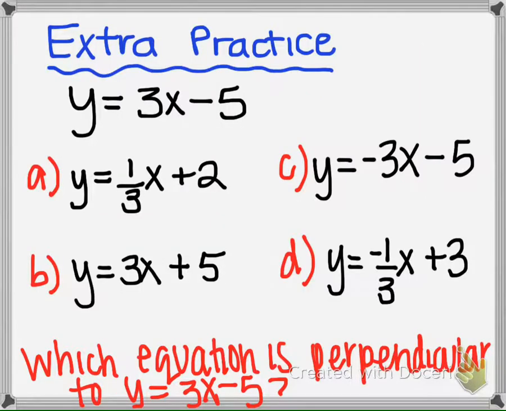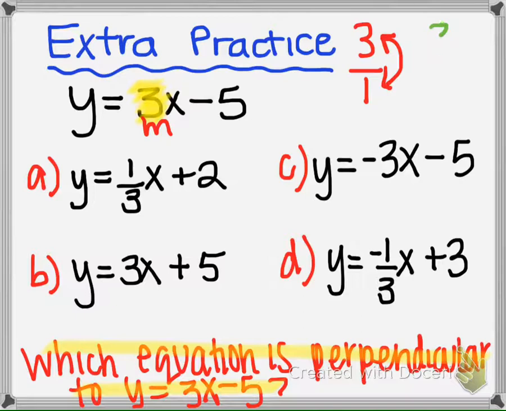Let's go ahead and try a couple others for extra practice here. So we're given this equation, y equals 3x minus 5. So we look in front of the x, and that is the m, that is the slope. And we want to know which equation would be perpendicular to y equals 3x minus 5. So if we take the 3 and flip it, we would have 1/3. And because this is positive, this one has to be negative.